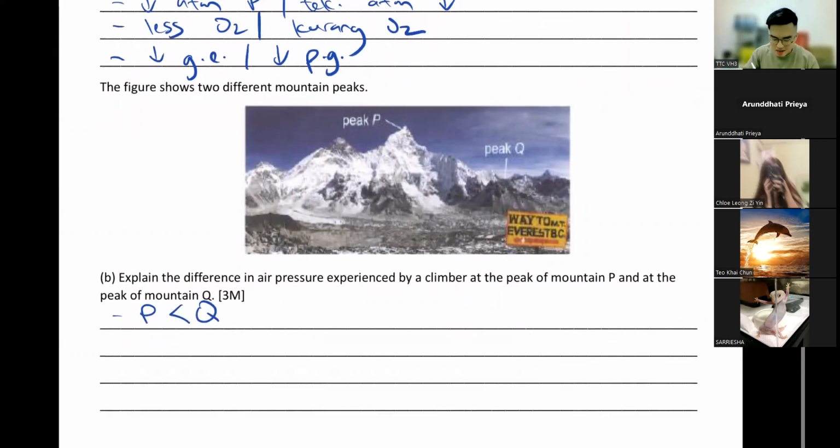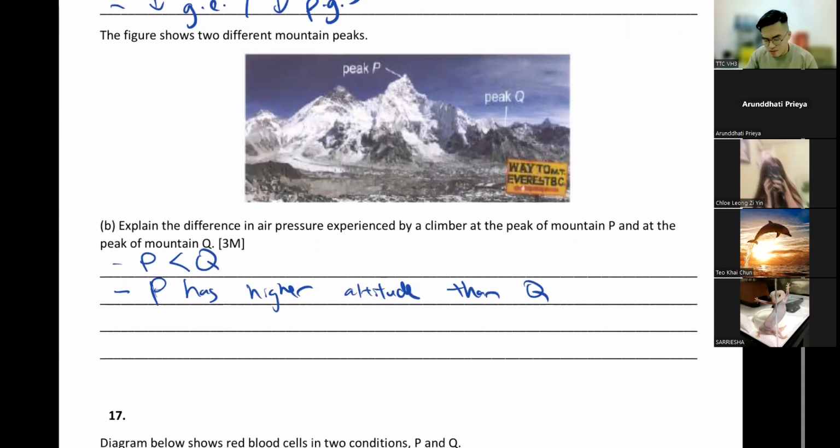Explain why P is lower. Because P has higher altitude than Q. There's actually nothing else to explain, but they give 3 points though. So let's give one more point. At P, you have breathing difficulty.